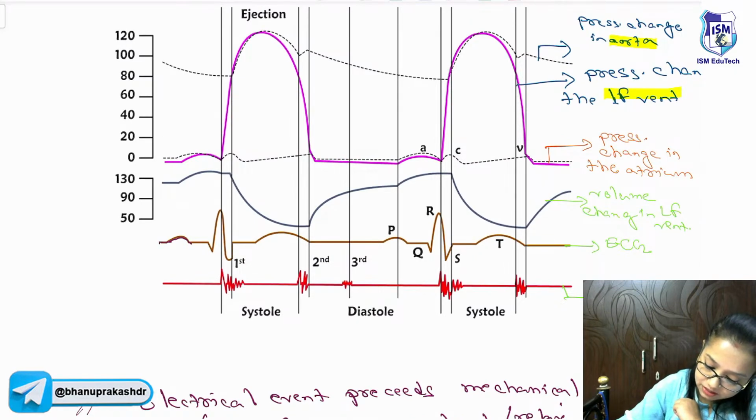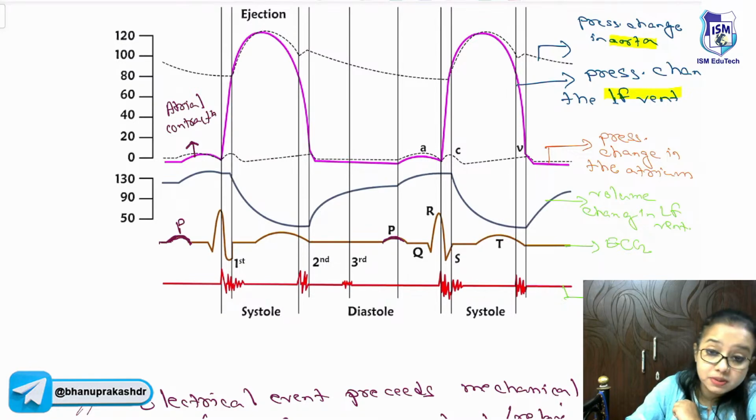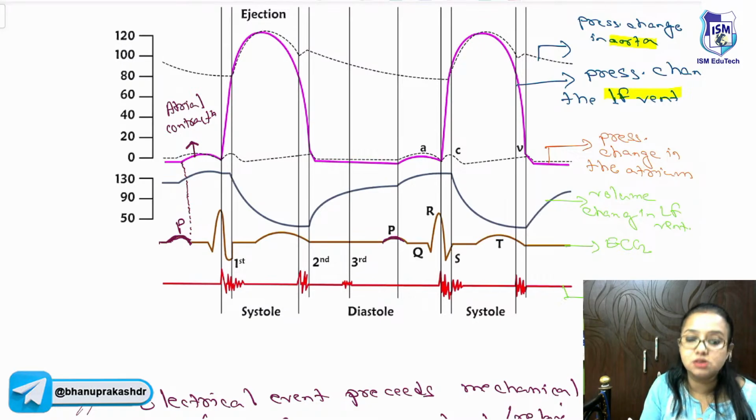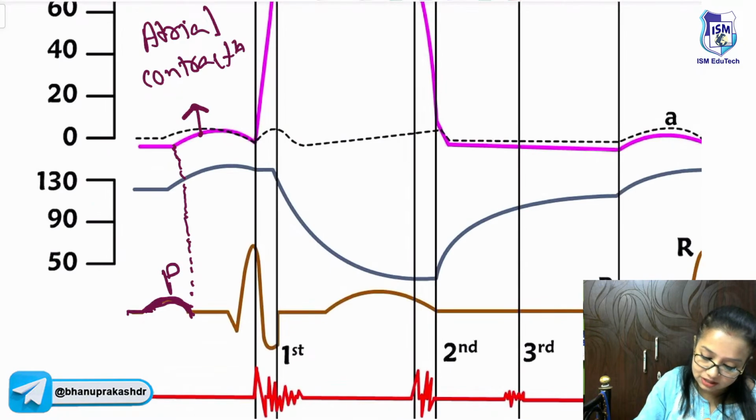So see here, first, this is the P wave, right? As you see here, this is the hump of the P wave. Actually, after the P wave, that pink hump you are seeing is the atrial contraction. So you see, P wave has happened first. If you draw the line all the way up, it is almost after the termination of the P wave that the atrial contraction has happened.